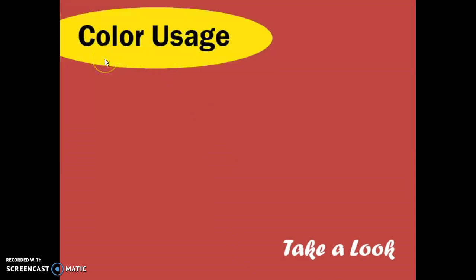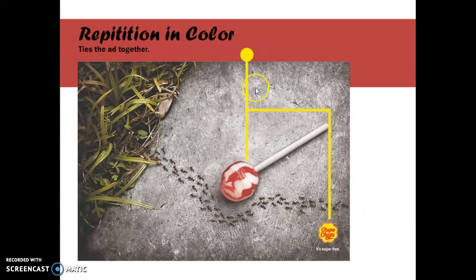So the first element that I want to talk about is color usage. I think that they did a very good job in using color. They used repetition to tie the colors together. There is a lot of red in it. There's not a ton of yellow, but it also helps to create a little kid vibe. Reds and yellows are often used for, for lack of a better term, childish things.